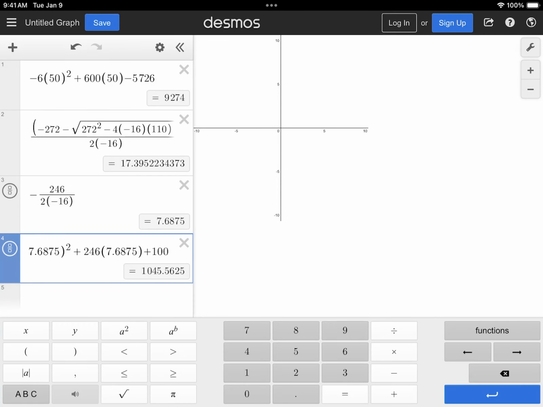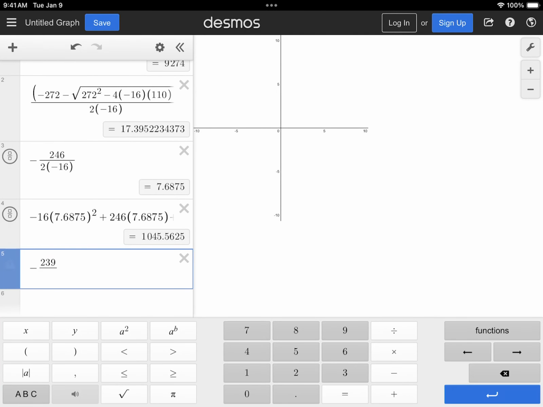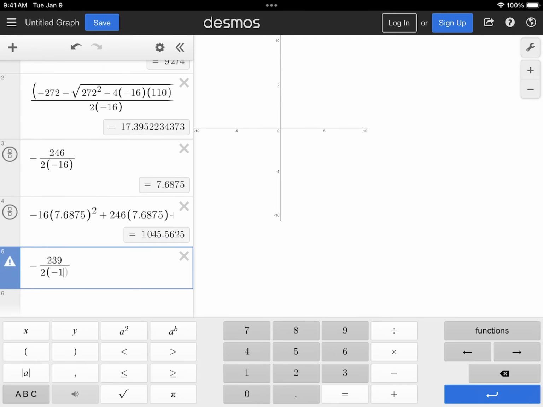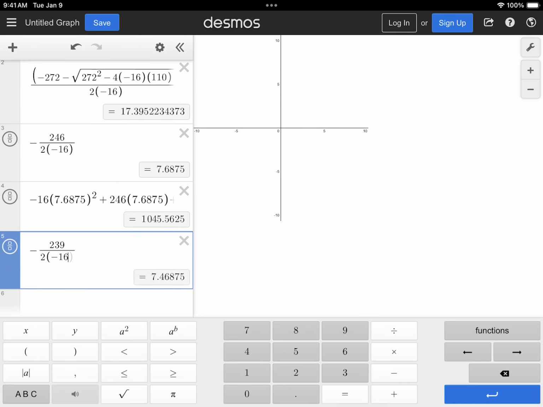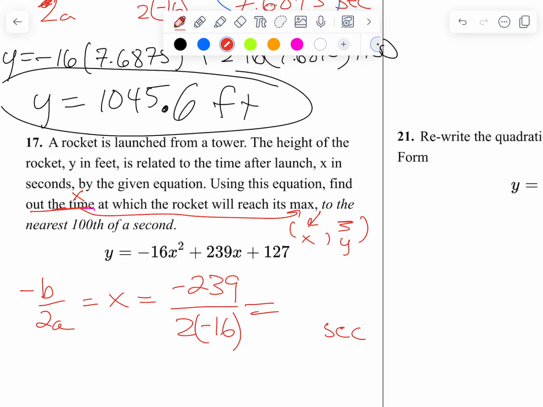So in here, negative 239 divided by 2 times negative 16. So I get 7.46875. So it said hundredth of a second, that's 2 decimal places. So this would really be 7.47 seconds.